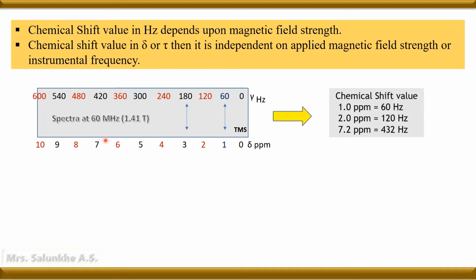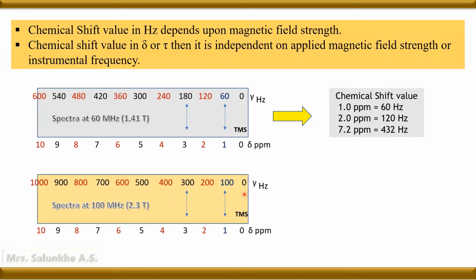Look here, 1 ppm is equal to 60 Hertz, 2 ppm is equal to 120 Hertz. Suppose the chemical shift value is 7.2 ppm, then 7.2 into 60 is equal to 432 Hertz. And if the instrumental frequency is higher, suppose the instrumental frequency is 100 megahertz. To get a more resolved spectrum, instrumental frequency should be higher.